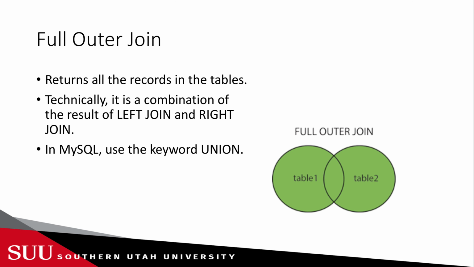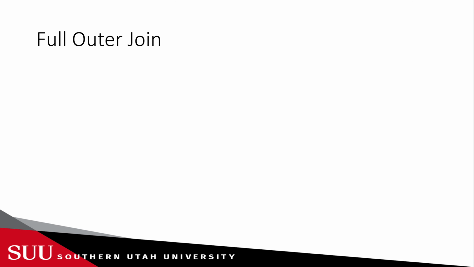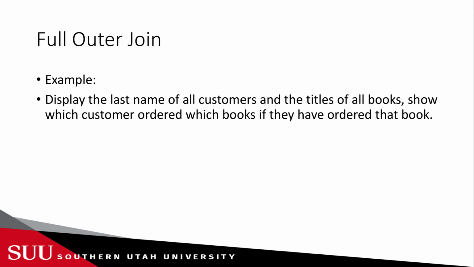So let's see an example in which we will need to perform a full outer join. I want to display the last name of all customers and the titles of all books, and I also want to show which customer ordered which book if they have ordered that book. So I need to display all my customers regardless of having an order or not, and all of my books regardless of being ordered or not. And if a customer ordered one of those books, I need to pair those records together. So let's see how we can visualize this.